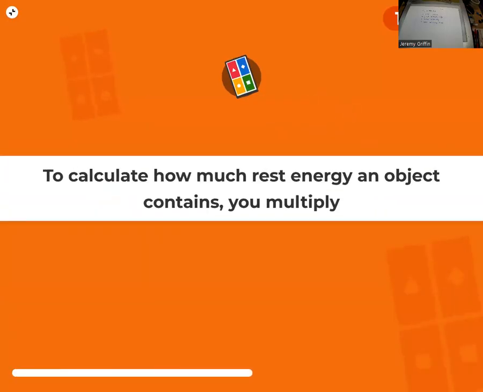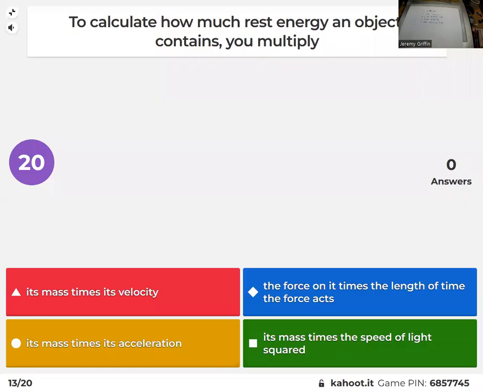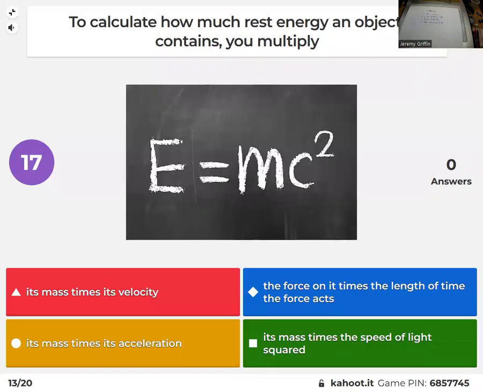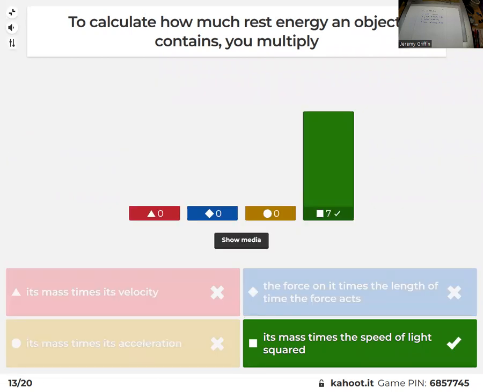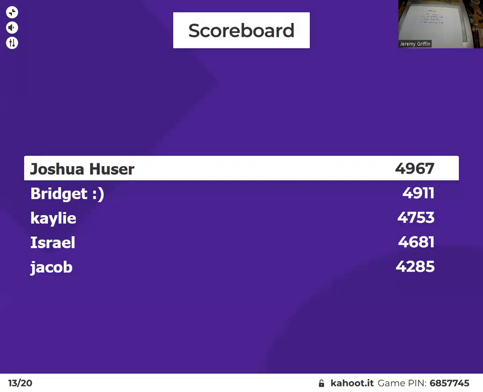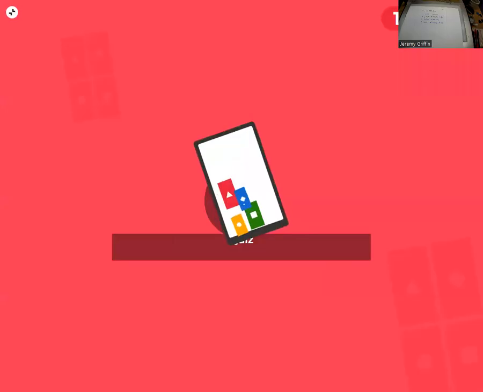To calculate how much rest energy an object contains, yeah, that's E equals mc squared. You guys go. Everybody getting that?